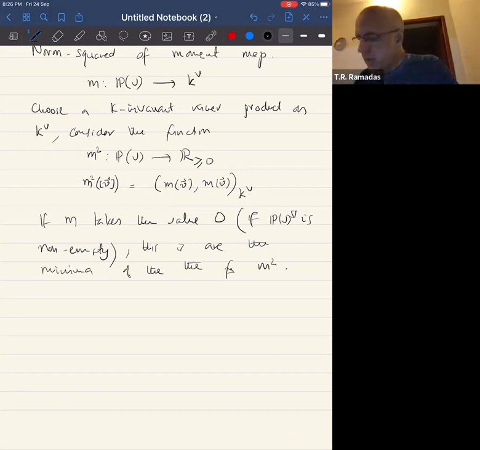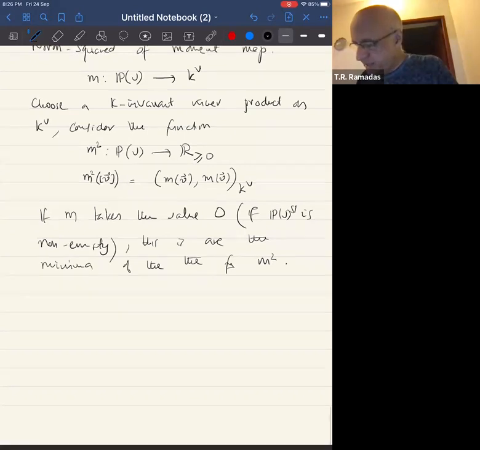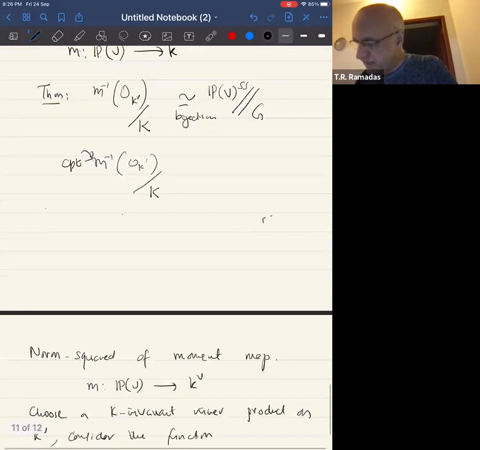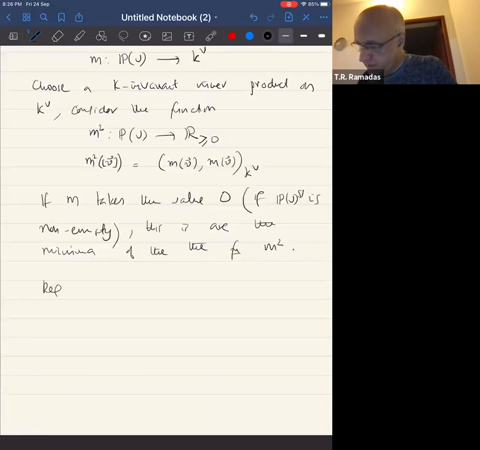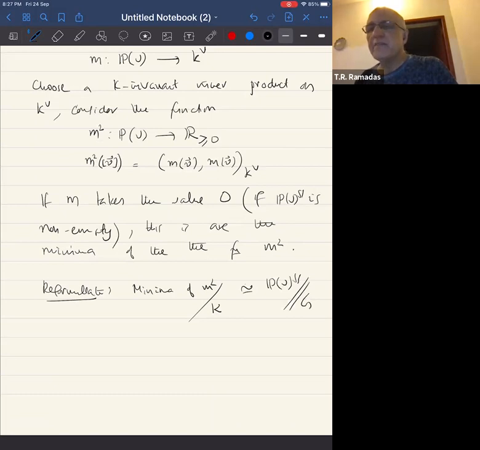What the above theorem can be expressed as saying, a reformulation of the above theorem: the minima of M squared divided by K is PV^ss modulo G. Take the set of minima of the function M squared and go modulo K, and I get the projective quotient. Now, what about the other critical points?